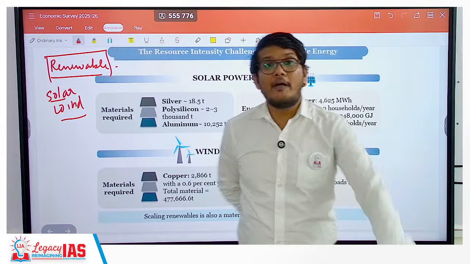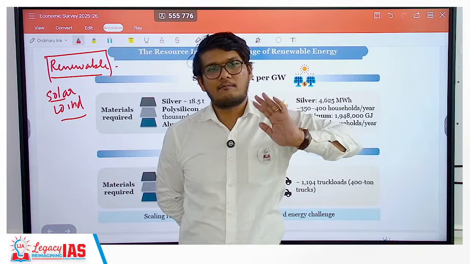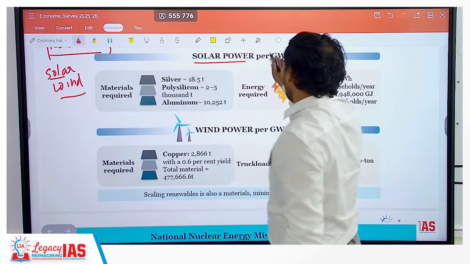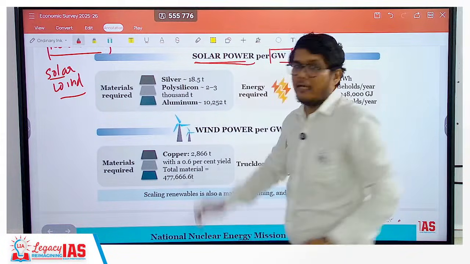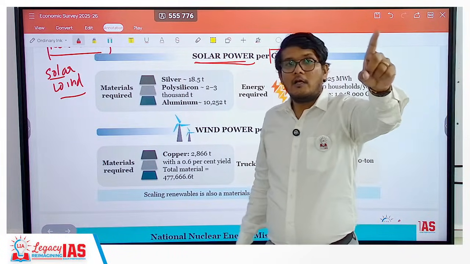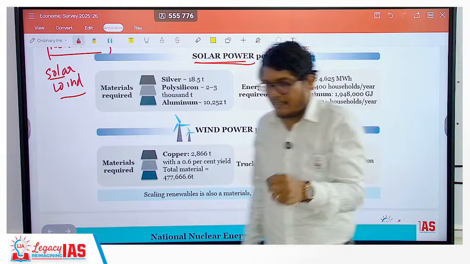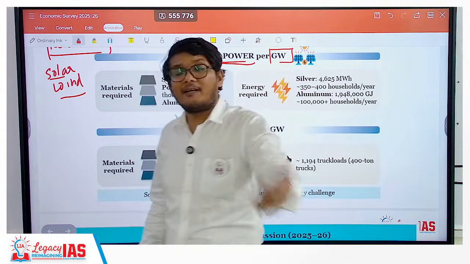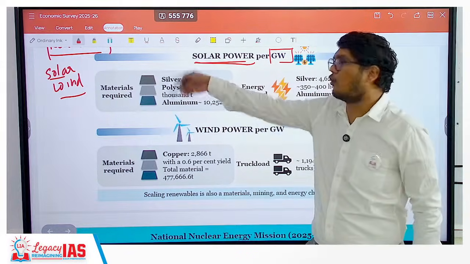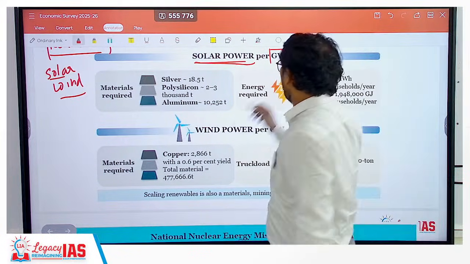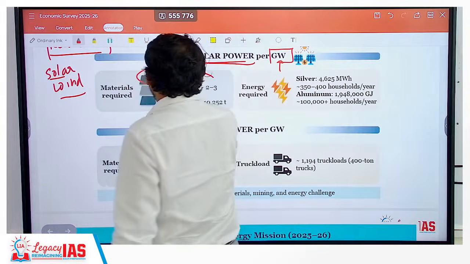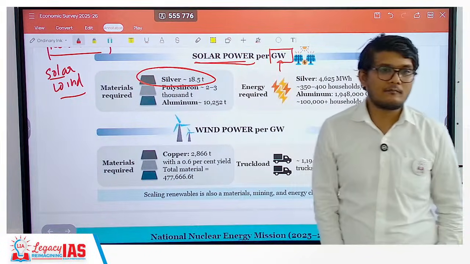That challenge is the requirement of certain metals. So what metals are required? To produce 1 gigawatt of solar power, you require, you remember silver rates have gone up, gold rates have also gone up. These are metals which are used for investment, but silver is also used in industries, especially the artificial intelligence industries, plus also the renewable energy industry. So for producing 1 gigawatt of solar energy, you need how much? 18.5 tons of silver, which is a huge cost.